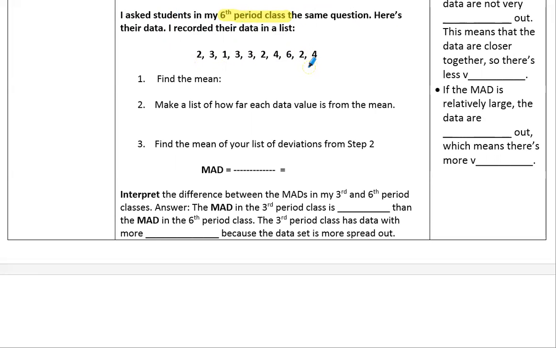How do you find the mean absolute deviation of this? First you find, it's in the name. Psst, it's in the name. You find the mean. Sweet. Hopefully I don't make any mistakes this time.